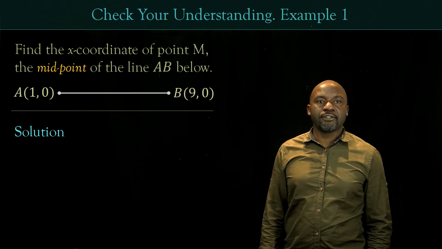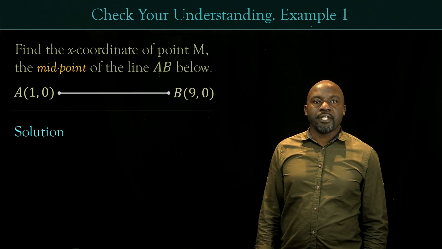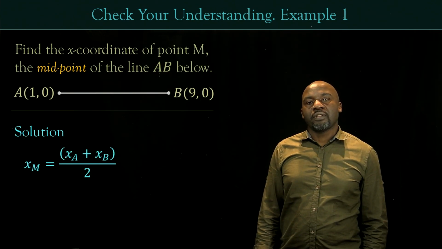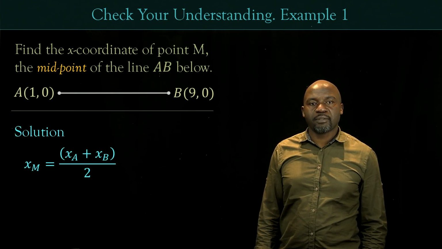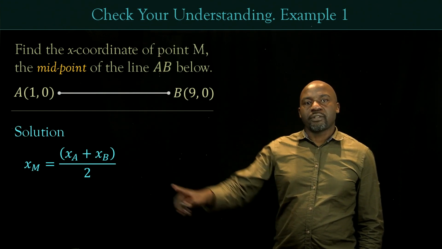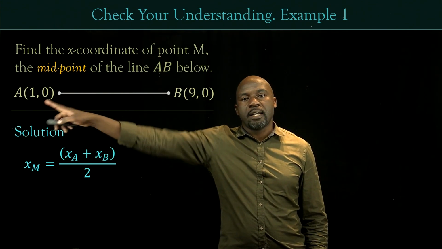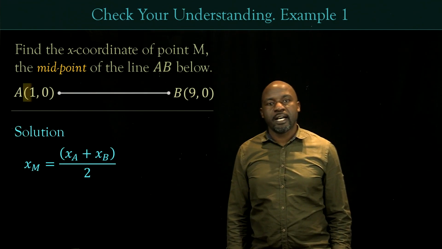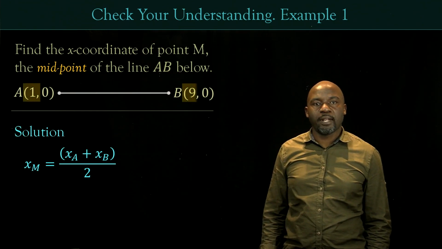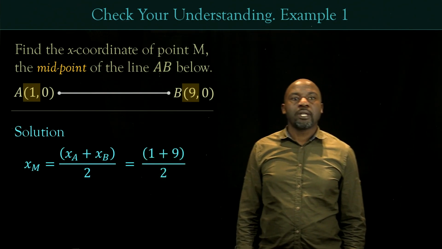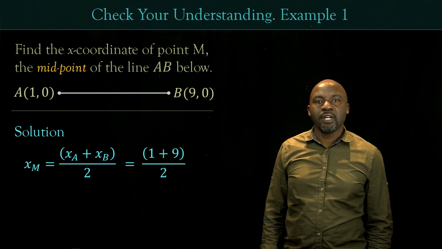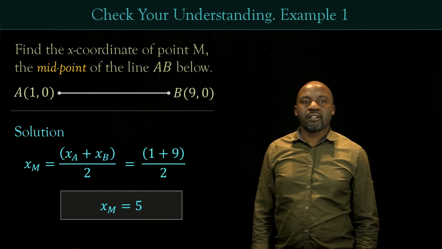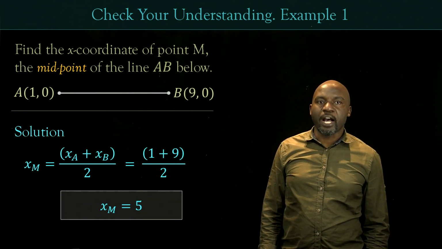Assuming that you have done so, this is very easy. We are looking for the x-coordinate of the midpoint. So the x-coordinate is just xA plus xB divided by 2. X of A is 1 and x of B is 9. So that is 1 plus 9, divided by 2, which is 10 divided by 2. So the x-coordinate of the midpoint must be equal to 5.